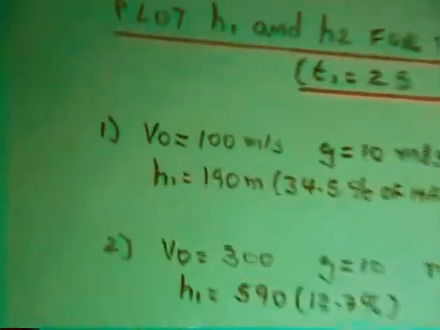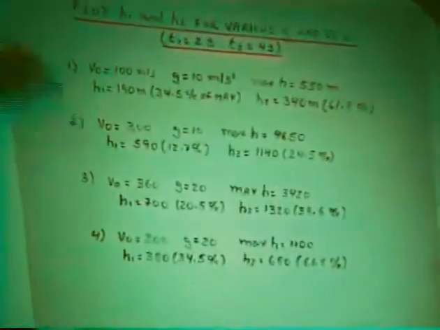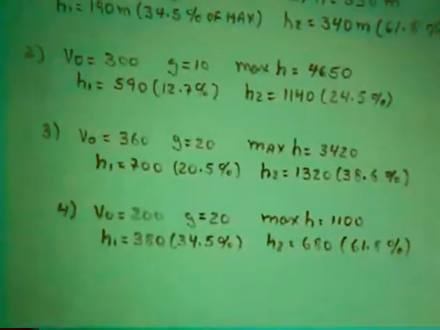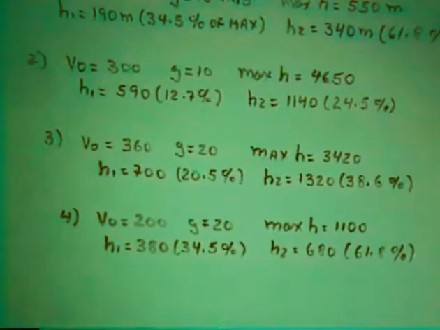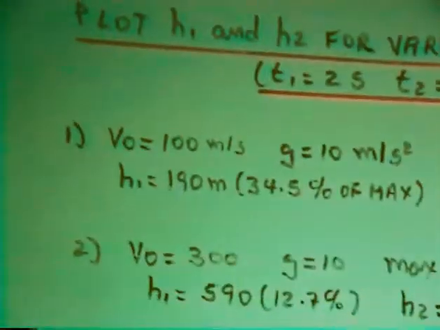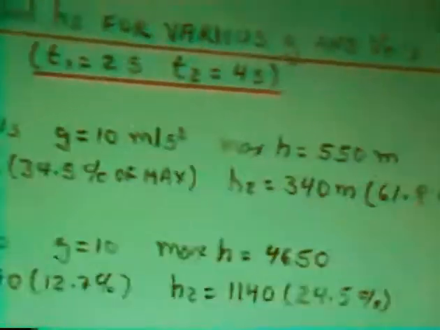The heights H1 and H2. These are these two heights. H1 after the time T1 and H2 after the time T2. I'm plotting these two heights for different gravities and different initial velocities.